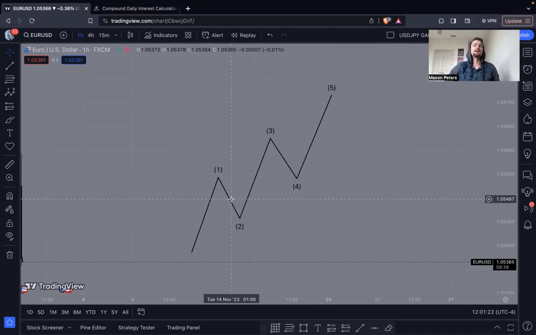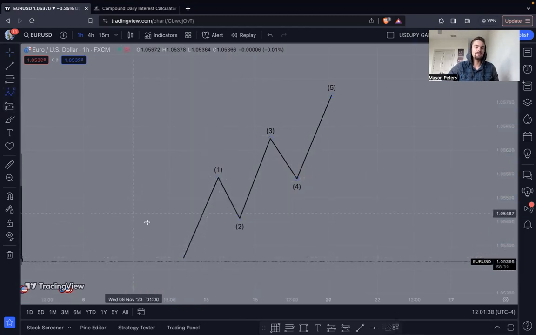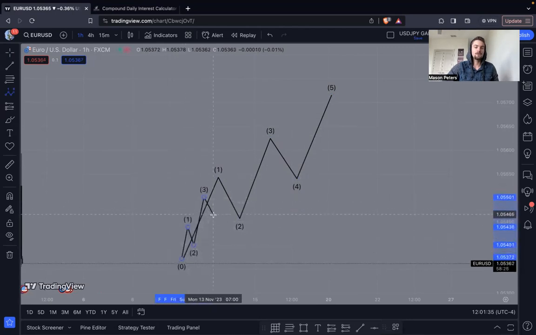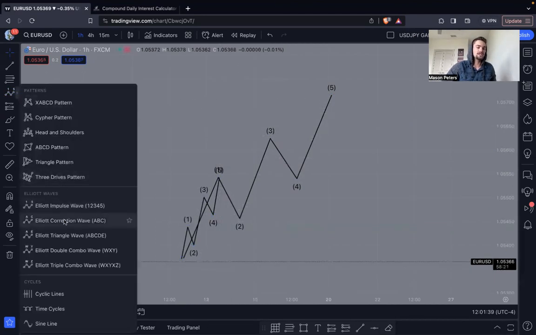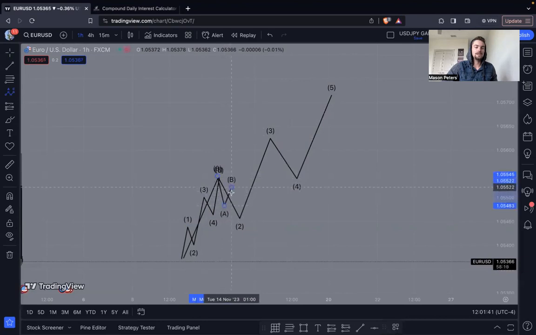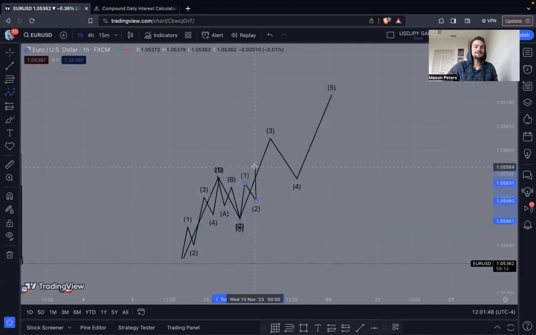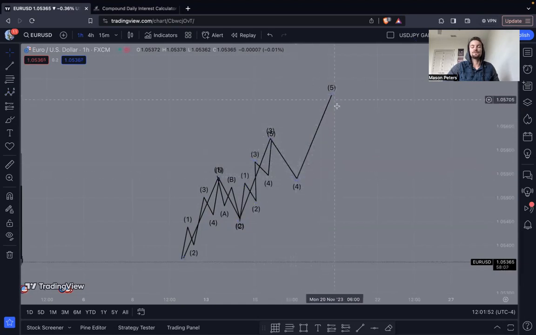So now let's talk about waves within waves. Within your first impulse wave, within this leg 1, you're going to have 5 subwaves: 1, 2, 3, 4, and 5. And then you're going to have something called an ABC retracement, and then you're going to have your continued subwaves, 1, 2, 3, 4, and 5. And then your ABC, and then your 1, 2, 3, 4, and 5.